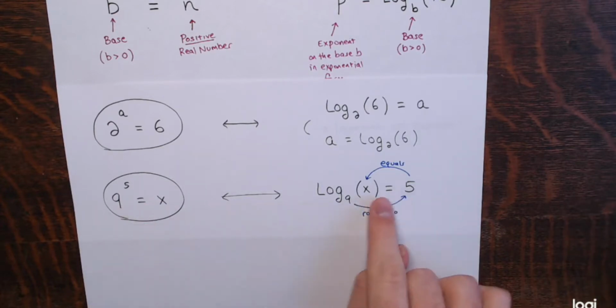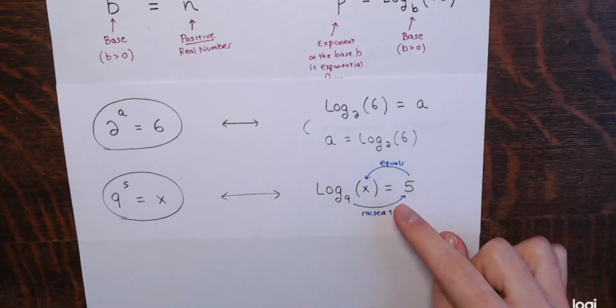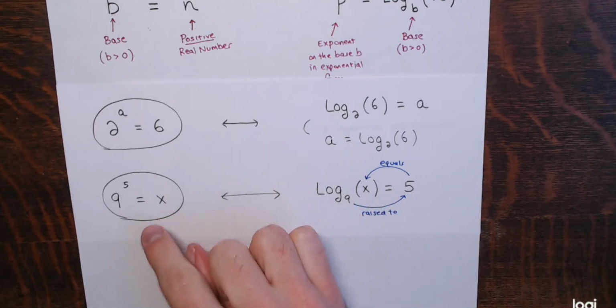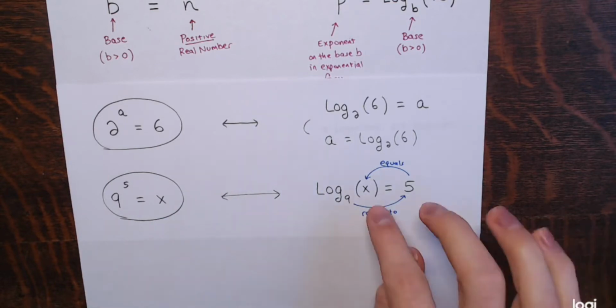You solve for x, get x alone, and we're going to see that a lot later too when we're solving logarithmic equations. Very often we'll have to transform to exponential form to get the variable by itself, like in this example here.